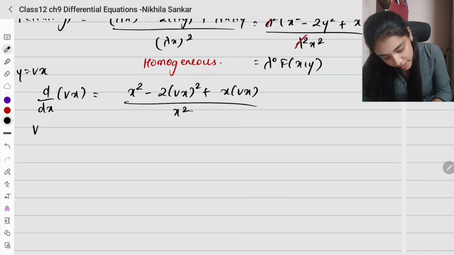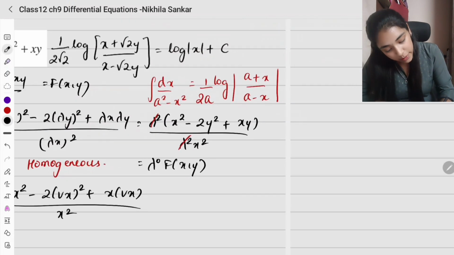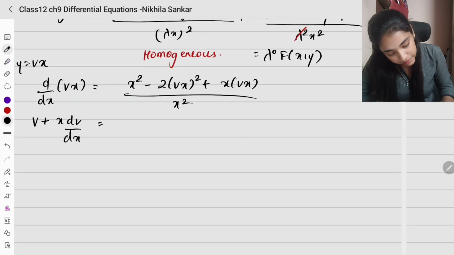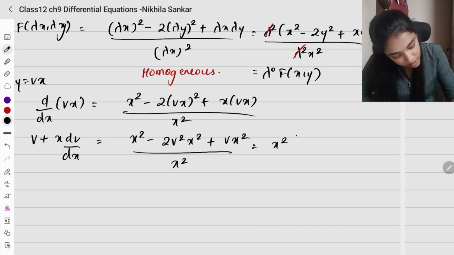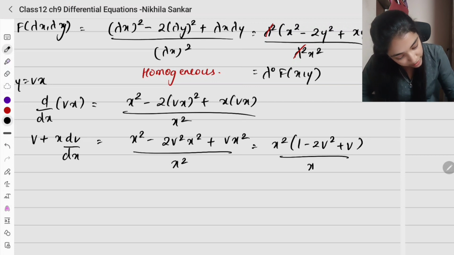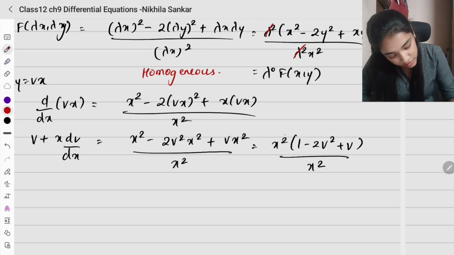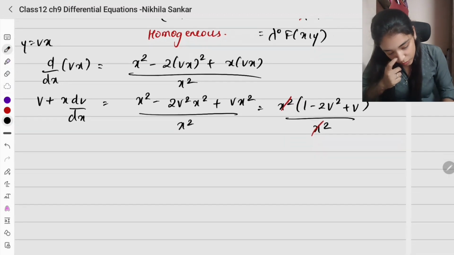Okay, so இந்த பக்கம் v times dx by dx plus x times dv by dx equals x square minus 2v square x square plus v x square divided by x square. X square common எடுத்தா I have 1 minus 2v square plus v the whole divided by x square. X square cancel ஆயிடுச்சு. Okay, very simple. Now what will I be left with?